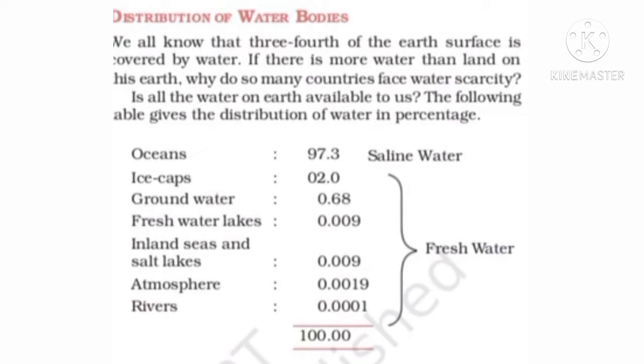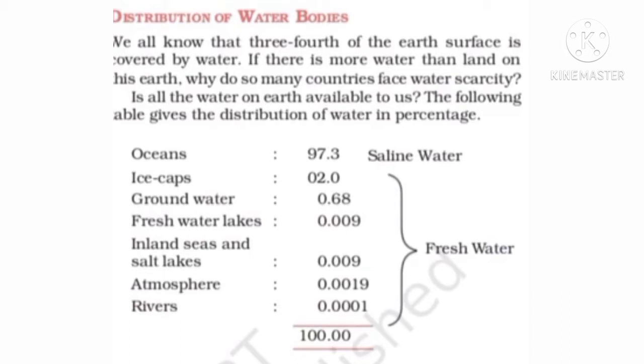Okay, children, about three-fourths of the Earth's surface is covered by water. 90% of the total Earth's water is found in oceans and seas. However, this water is saline and not fit for human use. The fresh water is only 3%. Out of this, 2% of the total water is frozen in the ice caps and glaciers, which is out of our reach. Therefore, only 1% of the Earth's water is easily available and fit for human consumption.